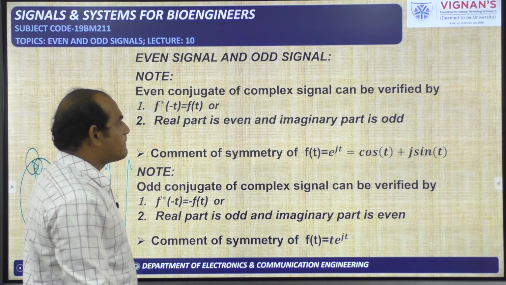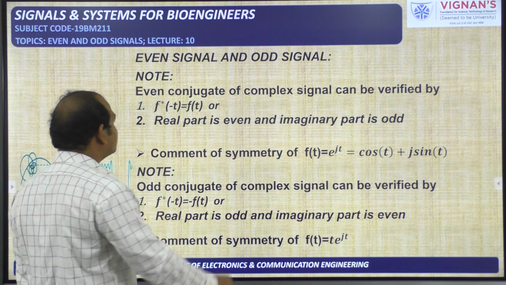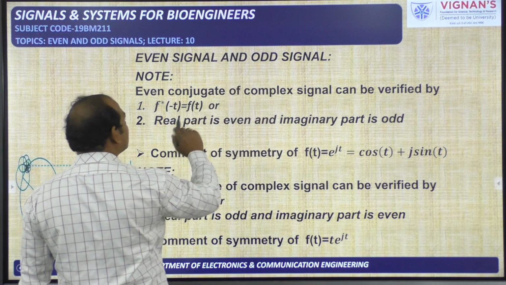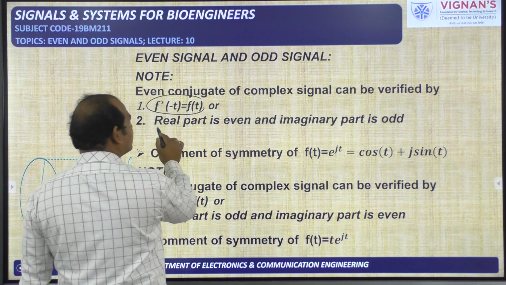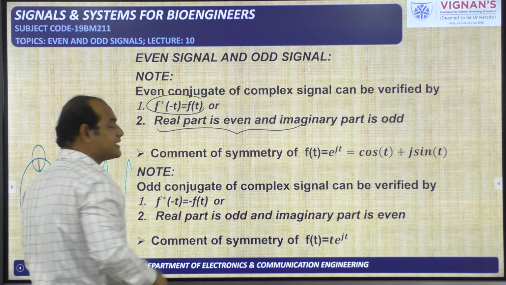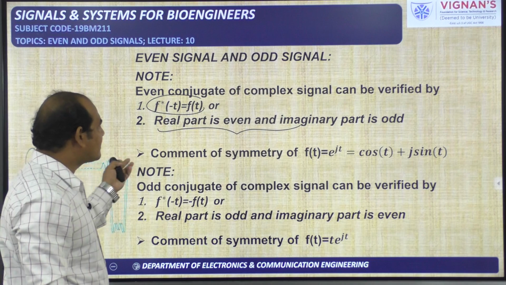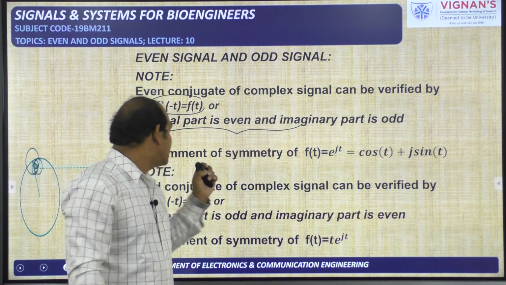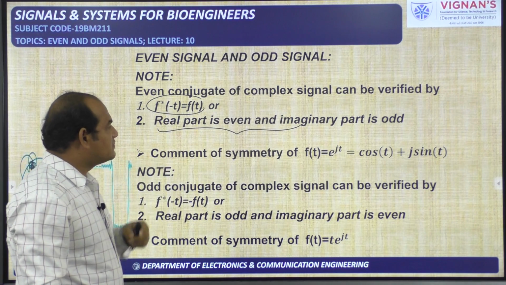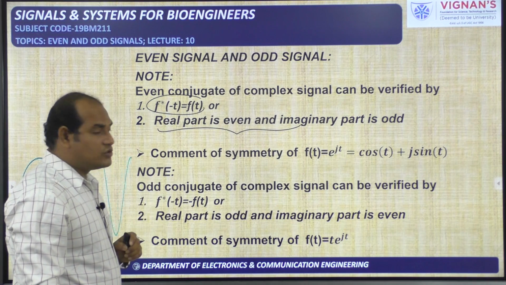Again, the same thing is given here. Even symmetry of the complex signal can be verified either by this condition or by this condition: f star of minus t is equal to f of t, or the real part is even and the imaginary part is odd.